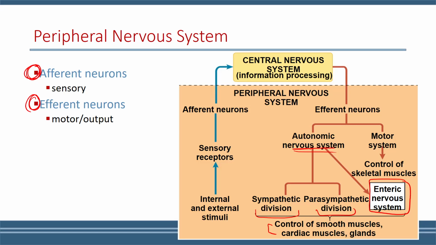The enteric nervous system is still automatic, but it's dedicated exclusively to intestinal function. So I don't know why they specifically separate it from parasympathetic and sympathetic. You just have to know enteric is digestion, which is still all an automatic function, right?